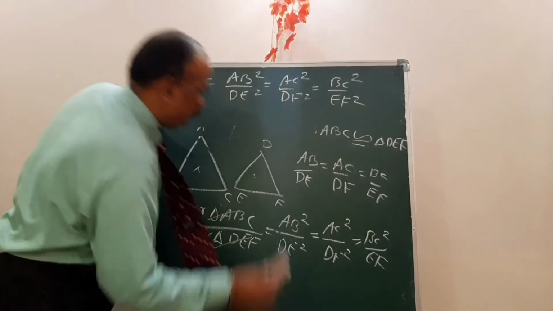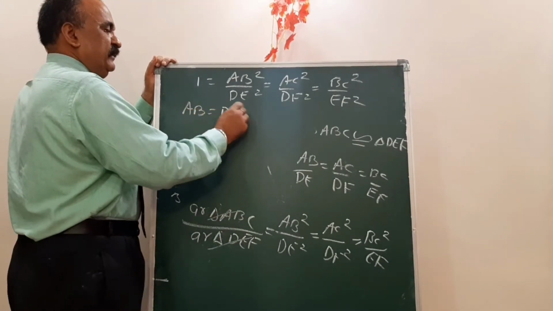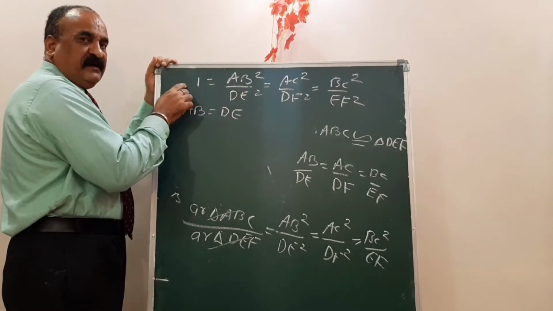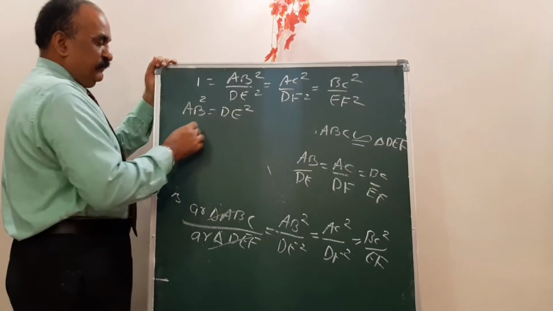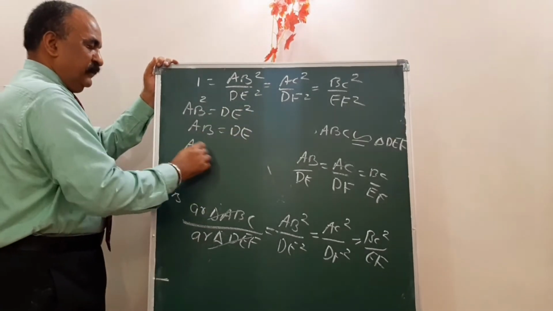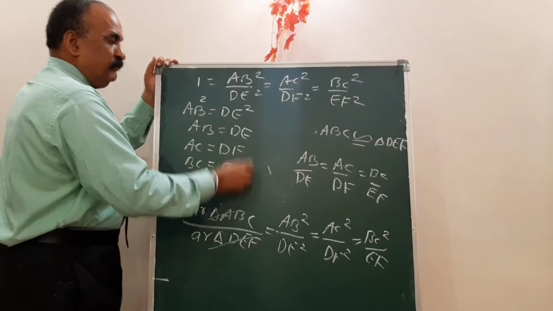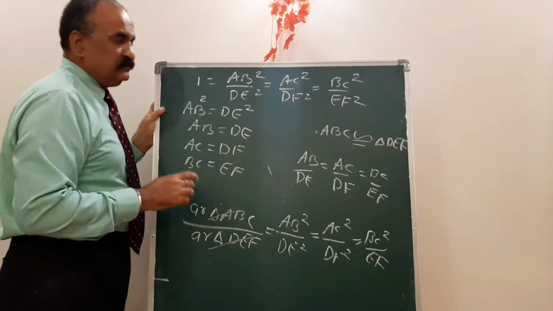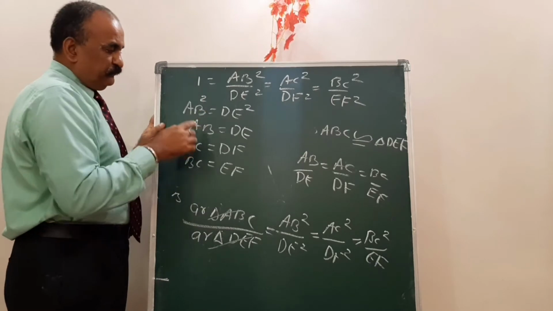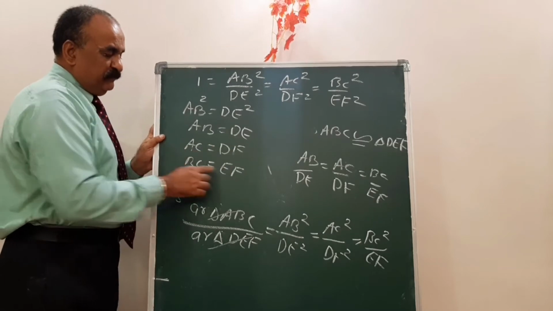It means you can write AB is equal to DE, because AB square upon DE square equals 1. It means AB square equals DE square. It means AB is equal to DE. Similarly, AC is equal to DF. Similarly, BC is equal to EF, because AB square upon DE square equals 1, AC square upon DF square equals 1, BC square upon EF square equals 1. So AB is equal to DE, AC is equal to DF, BC is equal to EF.